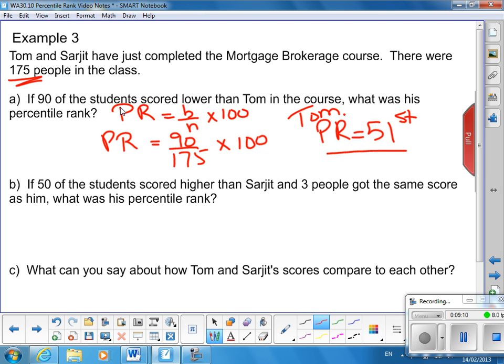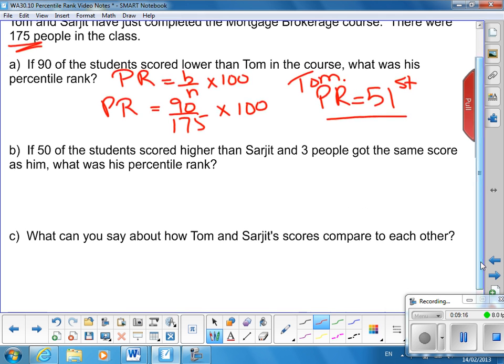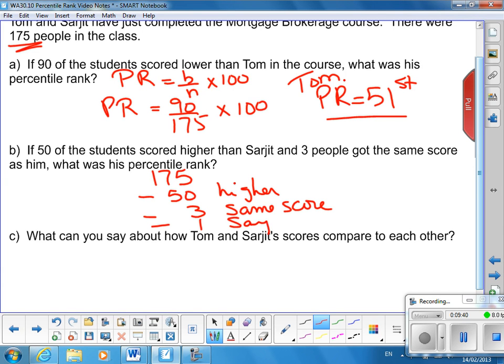If 50 of the students scored higher than Sarjeet and 3 people got the same score as him, what was his percentile rank? Now this gets to be a little more challenging because we need to know how many people were lower. So I have 175 people total, minus 50 people that were higher, minus 3 people that were the same, but also minus 1 for Sarjeet, because we want to know how many people were less than him. That leaves 121 people that were less.